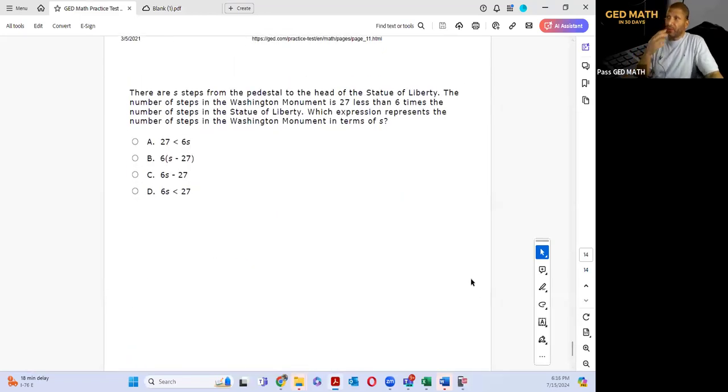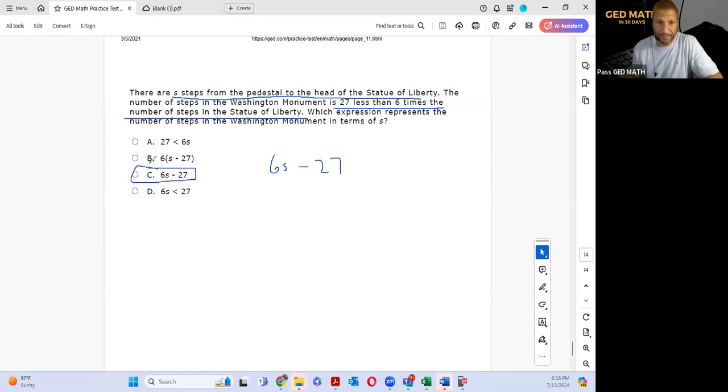Here's another expression. They love algebraic expressions. Again, identify your givens. There are S steps in the Statue of Liberty pedestal to the head. The number of steps in the Washington Monument is 27 less than 6 times the number of steps in the Statue of Liberty. So we know the Statue of Liberty is S. 6 times S is 6S, and 27 less is 6S minus 27.